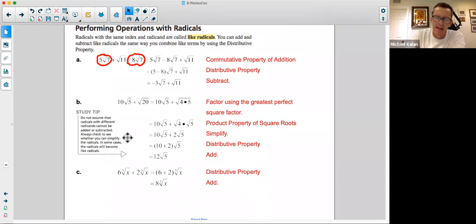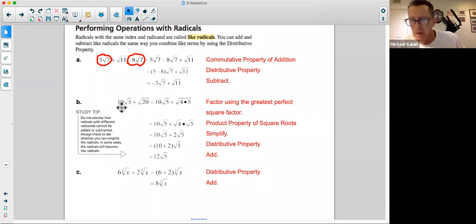And again, this is a good study tip. Do not assume that radicals with different radicands, where a radicand is the number under the radical sign, cannot be added or subtracted. Always check to see whether you can simplify the radicals. In other words, simplify first: look to see if you can simplify any of the terms by taking out perfect square factors, and then look to combine. So if you look here, 10 root 5 plus root 20, you won't want to say, oh, there's nothing I can do with this. It's in simple form.